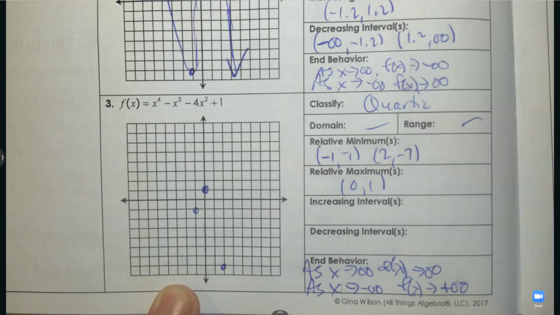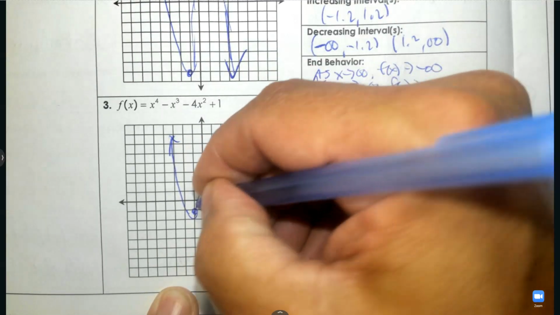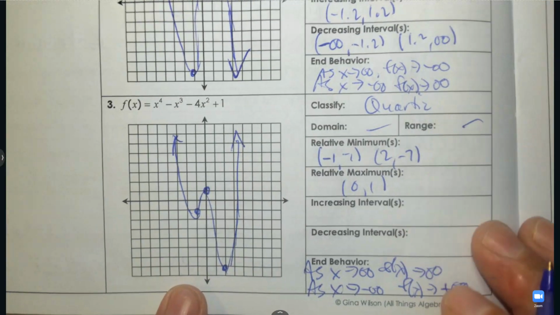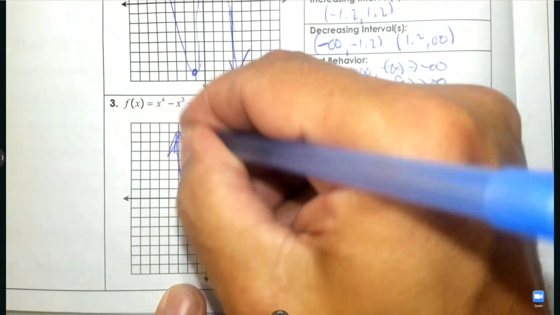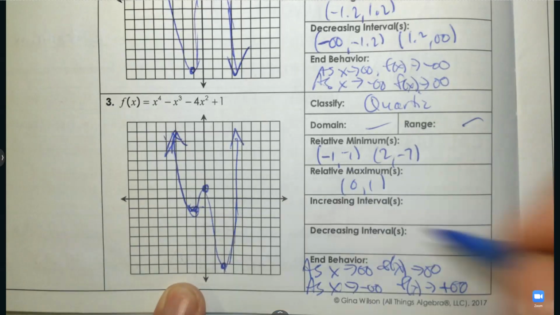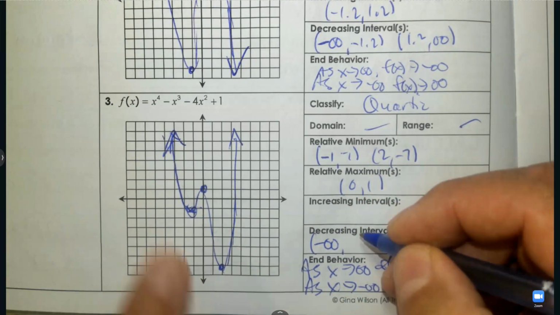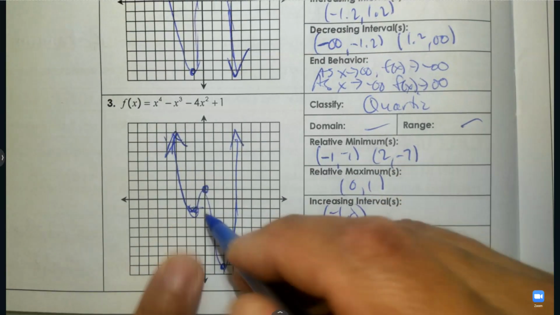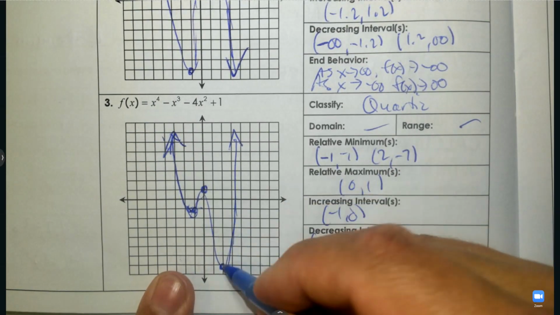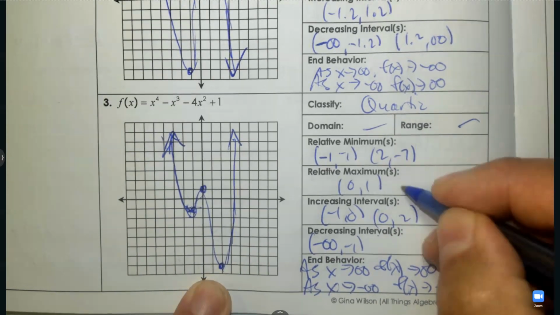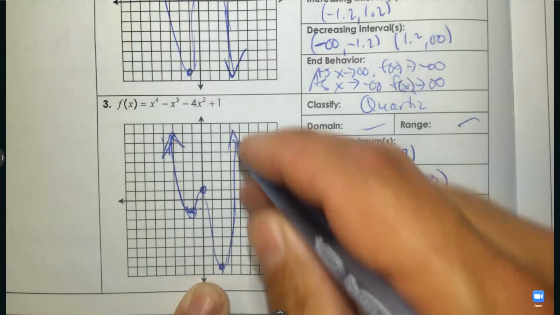So we'll move this graph over again. And then I know both ends go up. So I'm going to make this smooth and make sure both ends go up. I'm not worried about the intercepts right now. So the turning points and the end behavior. So the first part of the graph decreases. Negative infinity to negative 1. Then after negative 1 up to 0, it increases. And then after 0, it decreases to 2. And then the last part of the graph, from 2 on, it increases.